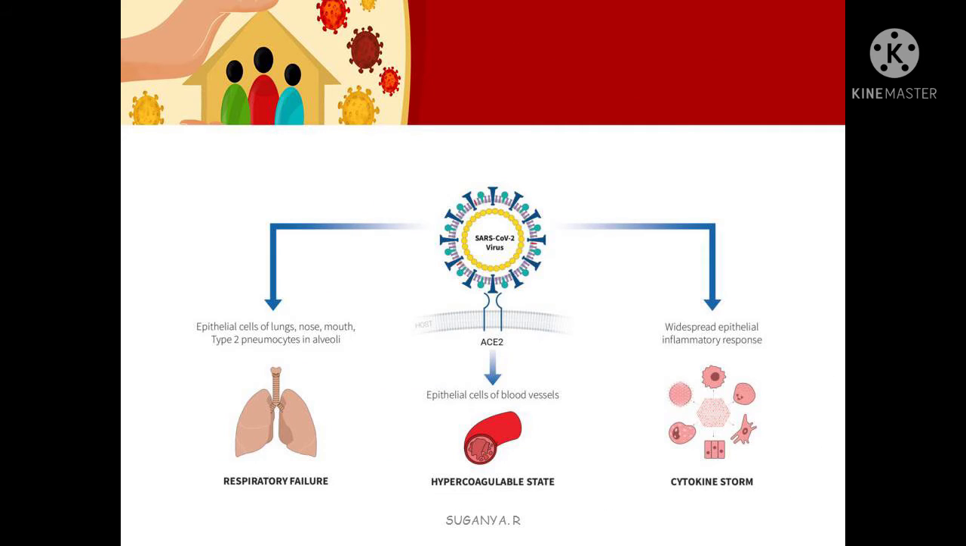When coronavirus binds to the ACE2 receptor, three things mainly happen. Type 2 pneumocytes are affected, which leads to respiratory failure. The epithelial cells of the blood vessels are affected, which leads to a hypercoagulable state, and there is a cytokine storm due to a pro-inflammatory response.